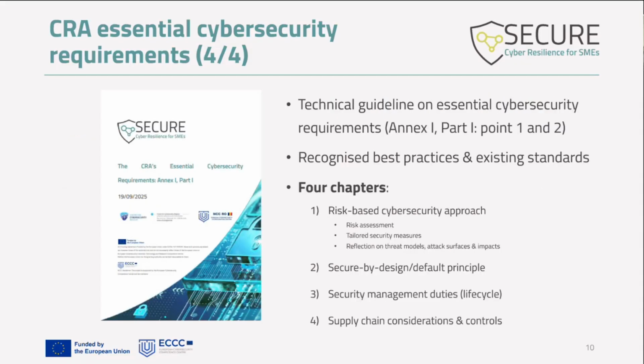The second guideline is a technical review of essential cybersecurity requirements covering 4 structural pillars of the CRA Annex 1, Part 1. First, adopt a risk-based cybersecurity approach across the full life cycle. Security must be proportionate and documented. Second, embed security by design and by default. Architecture and default settings must prioritize security.